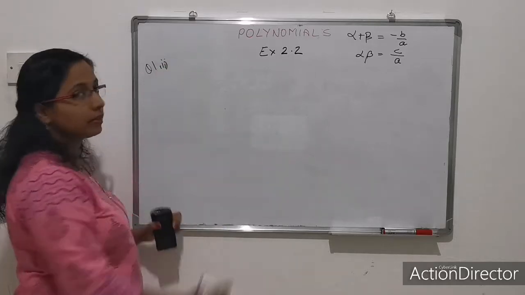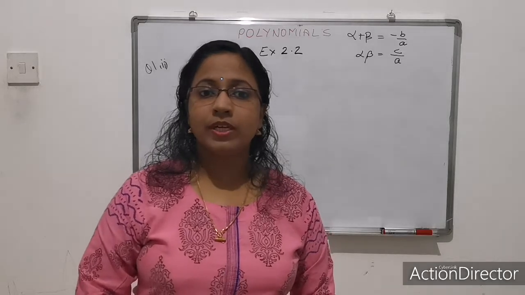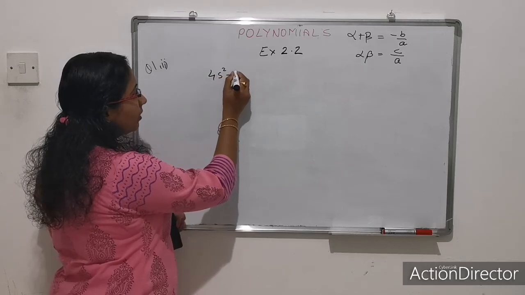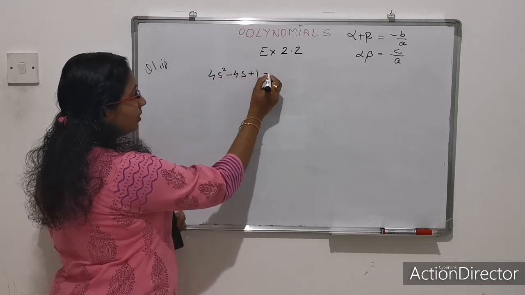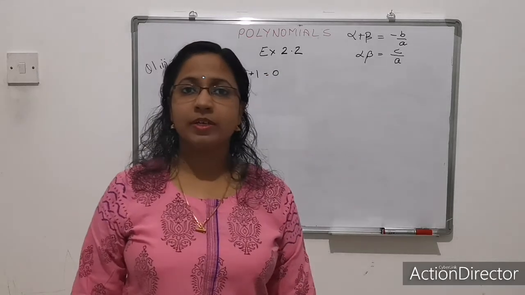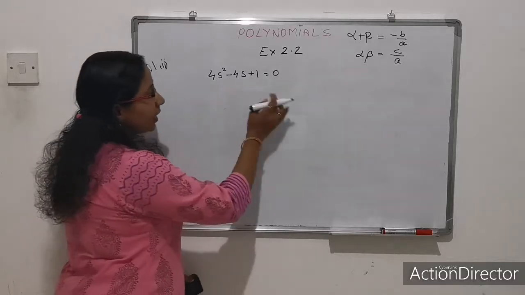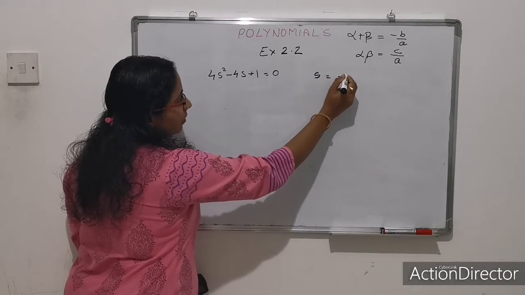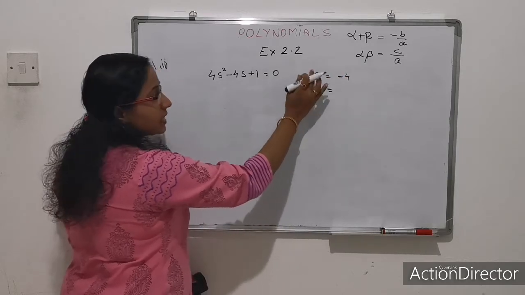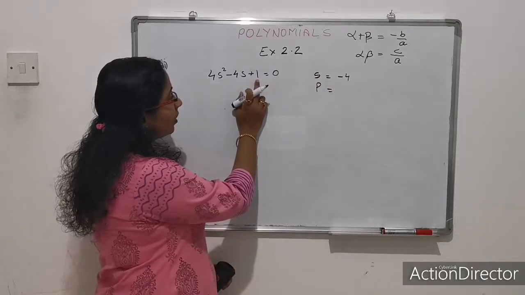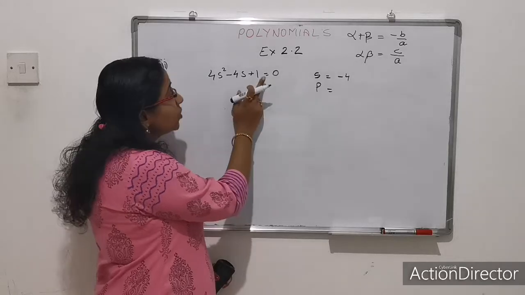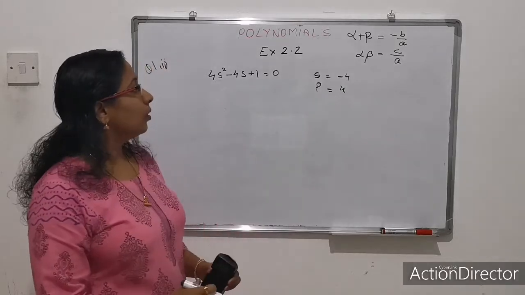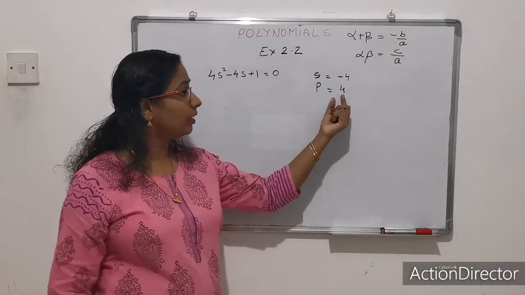Now the question, second part. What is the second part? 4s square minus 4s plus 1 is equal to 0. So again we will do middle term splitting. So s becomes minus 4, where s is the sum and p is the product. P is what? C into a. So you will multiply 1 into 4. So this becomes 4. Now we will find the factors of 4.